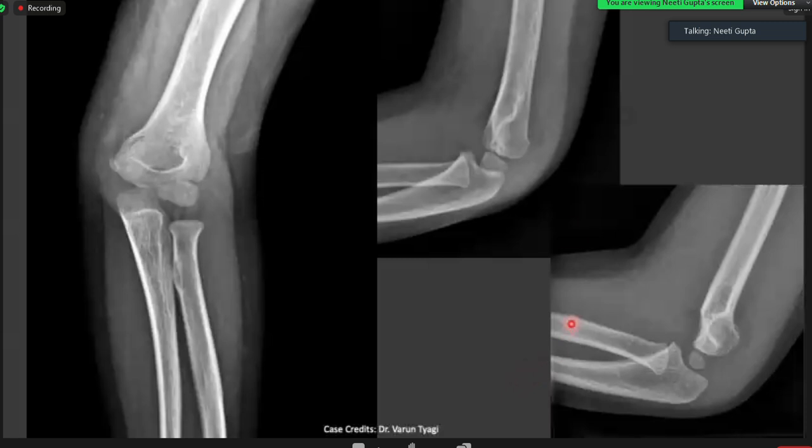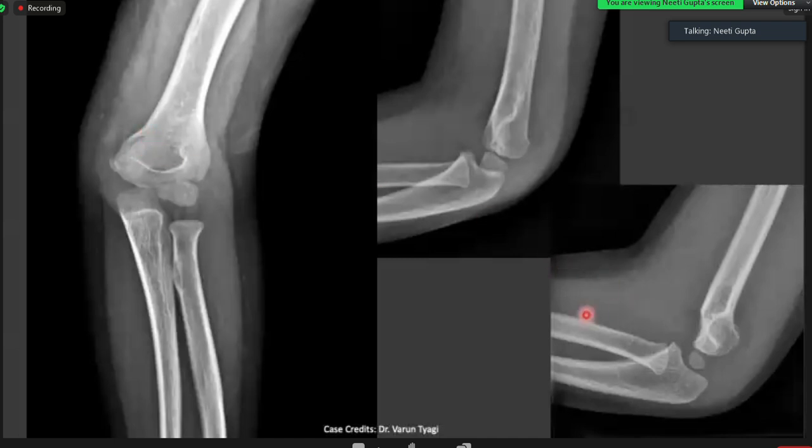Okay, so what we are seeing in this case is classical sail sign. Now, what is the sail sign? We are seeing elevation of the anterior fat pad and we are seeing elevated posterior fat pad. Now we have seen elevation of the fat pads which indicates joint effusion. So if there is joint effusion, there has to be some intra-articular fracture. If you see, there is the subtle cortical buckling on this side.